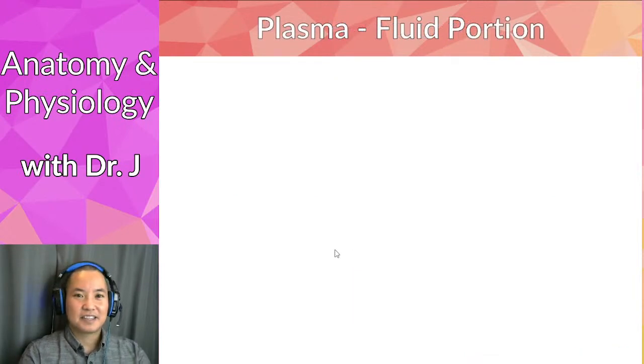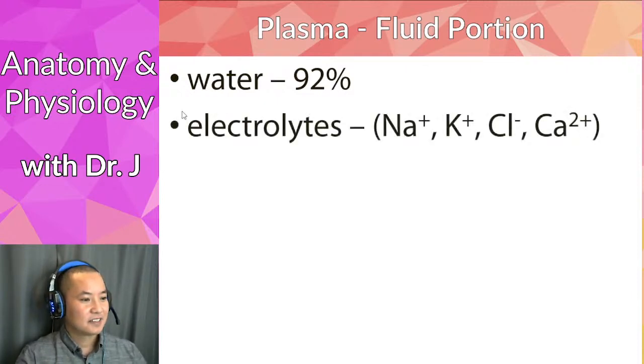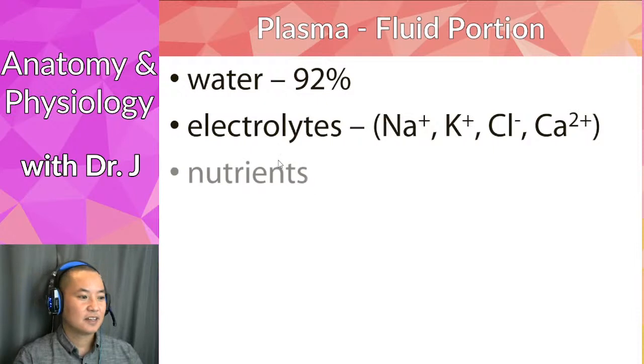Now, plasma. Now we're talking about the fluid portion. We'll get back to the cells, but what about the fluid portion of our whole blood? Well, it's mostly water, but it's not all water. So there are other components to the fluid portion, the matrix of blood. So we also have electrolytes like sodium, potassium, chloride, calcium, and other electrolytes and ions as well.